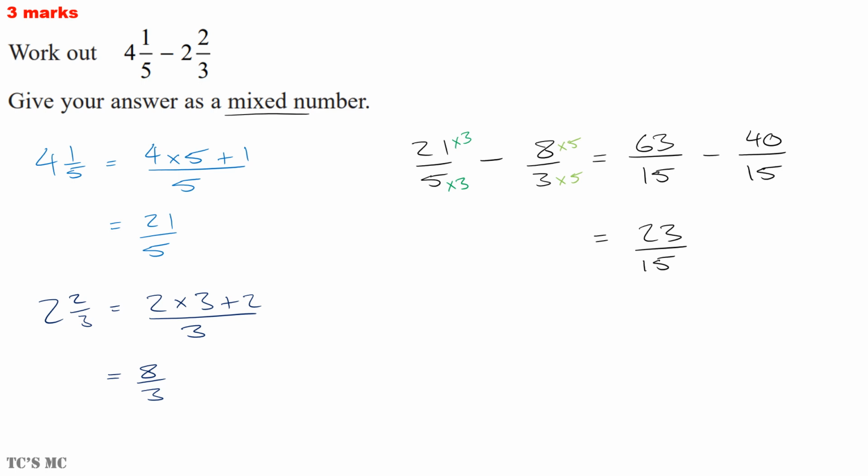The question said to leave our answer as a mixed number. We need to work out how many 15s go into 23. That is 1. The remainder is 8, so we end up with 1 and 8/15. And that is our third mark.